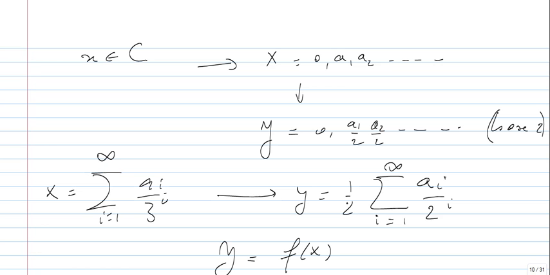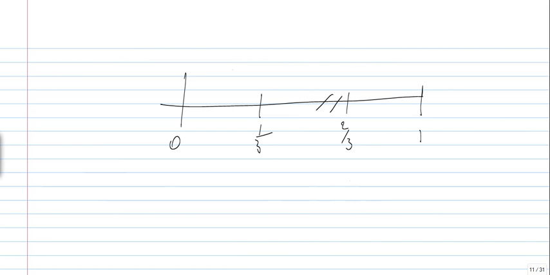Okay, so let me just show you something very simple. For example, if you look at [0,1], and you look at 1/3 and 2/3. In base 3, what does it mean to be in the interval (1/3, 2/3)? It means that you start with 0.1 and something.